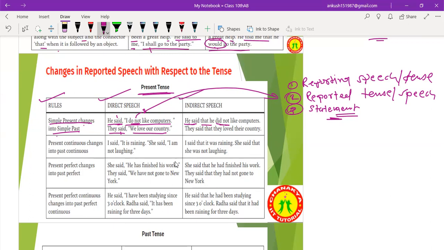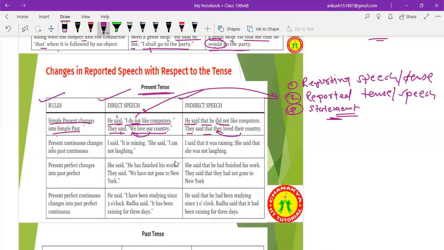We love our country. They said that they loved their country. "Our" is used for "we," so "their" is used for "they." Understood? According to the pronoun, it is being changed. Have you got it, beta?